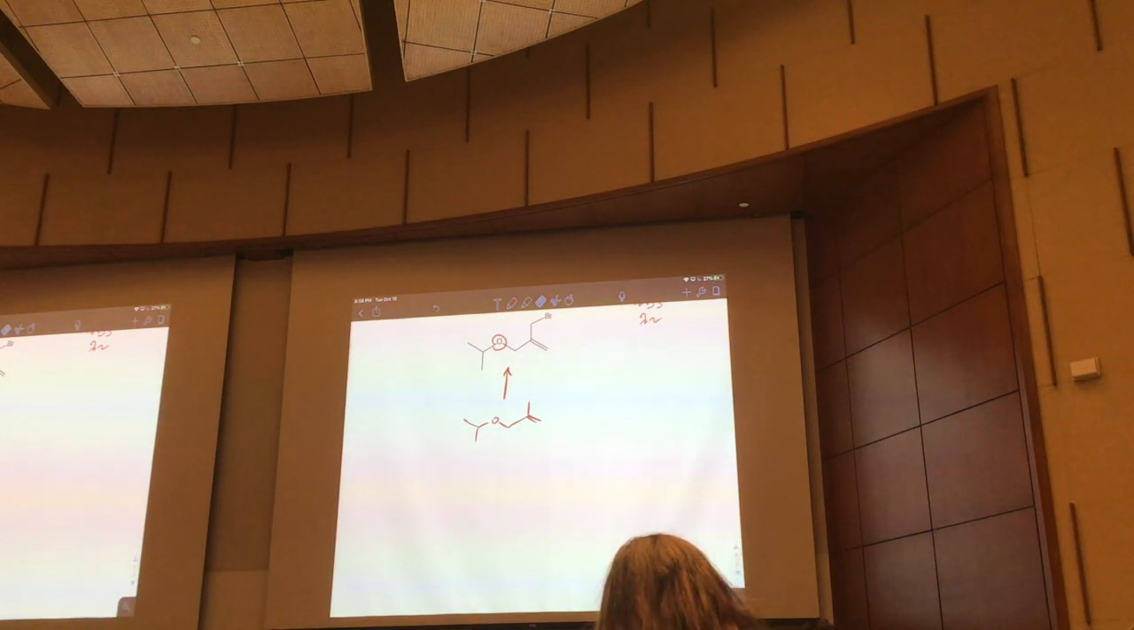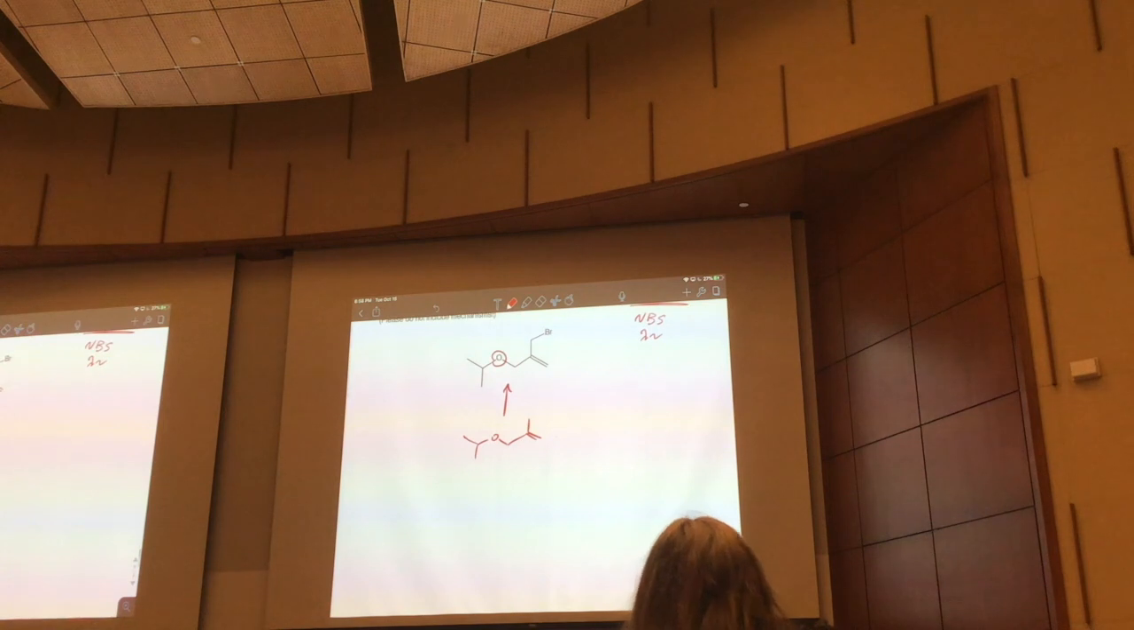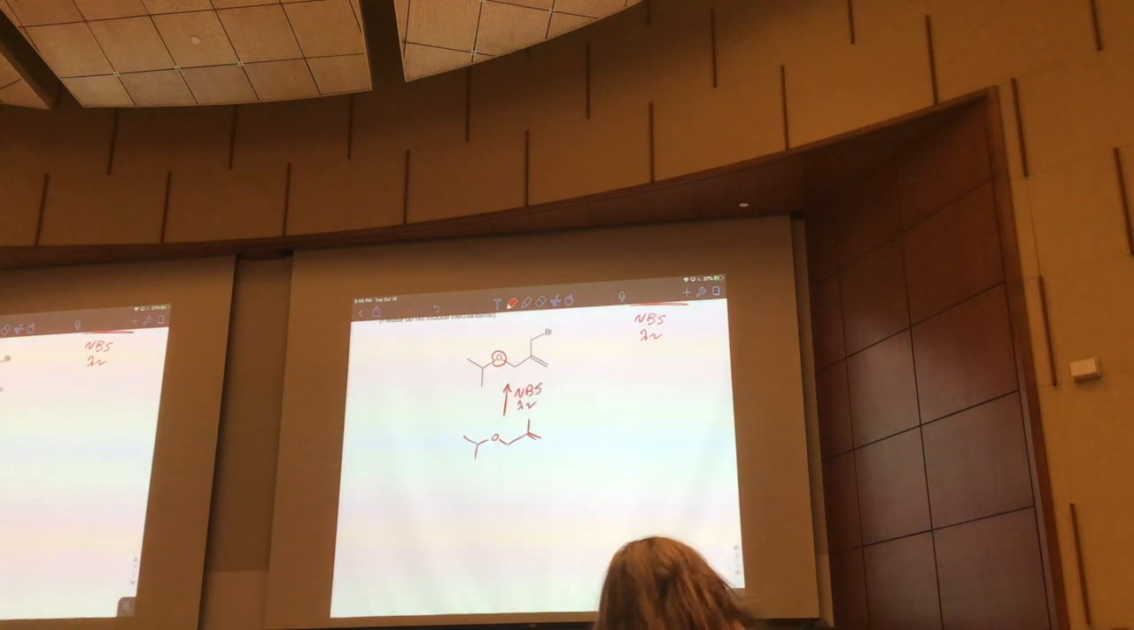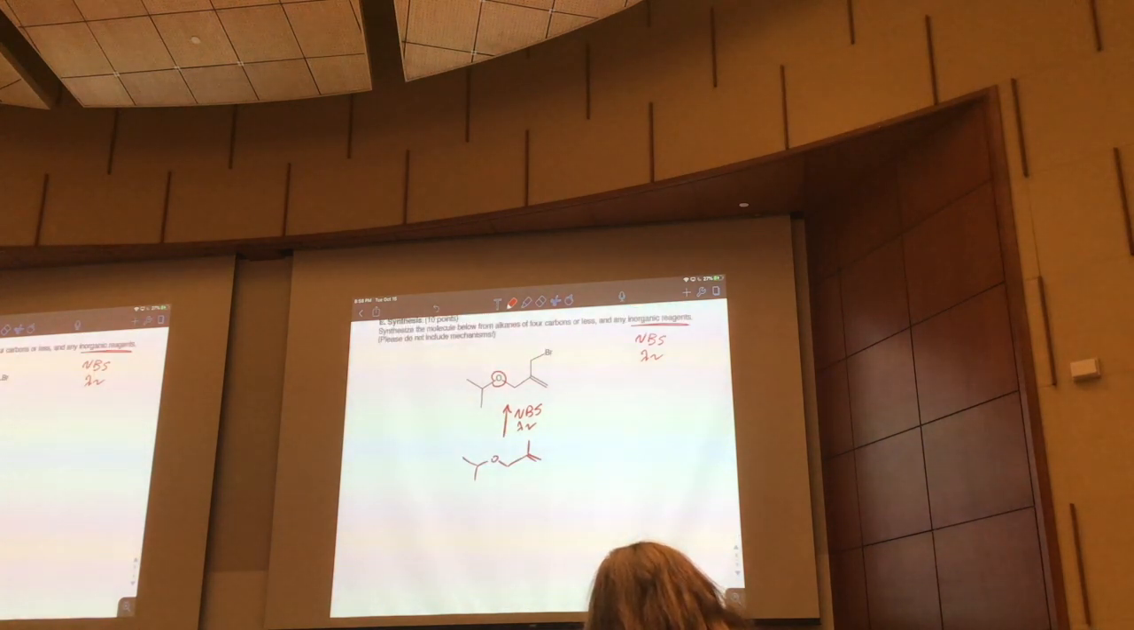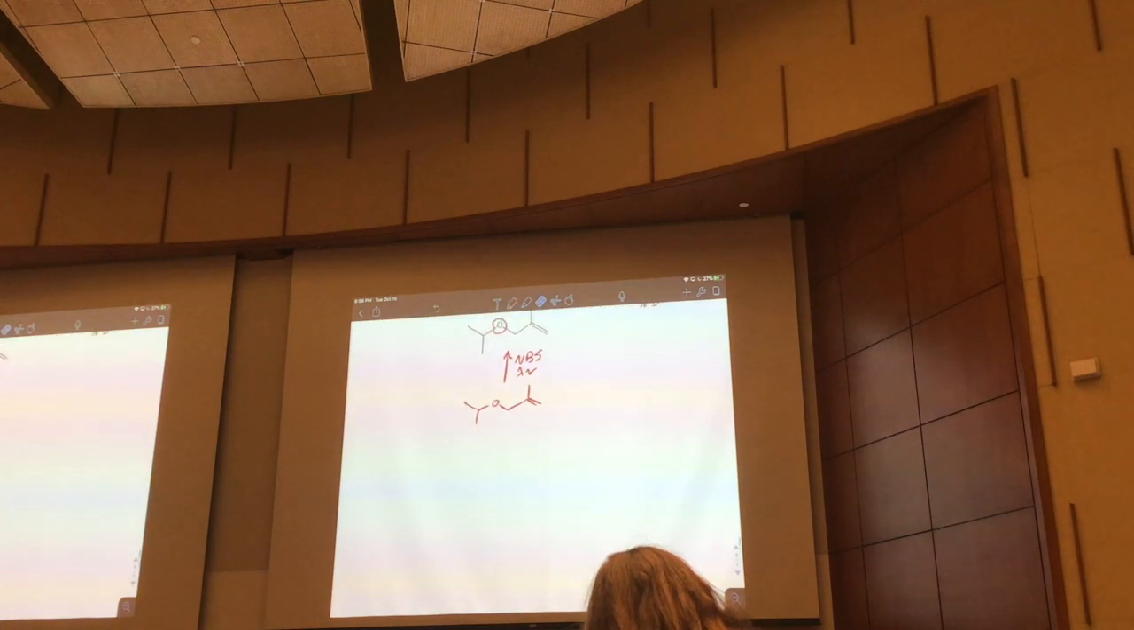So this bromine wasn't there before. We just put it on with NBS and light. Why not Br2 and light? Br2 and light isn't selective like NBS and light is. Br2 and light will just throw it anywhere, particularly on the most substituted position. NBS and light is specific to that position next to the double bond. So we've got this now, broken that away.